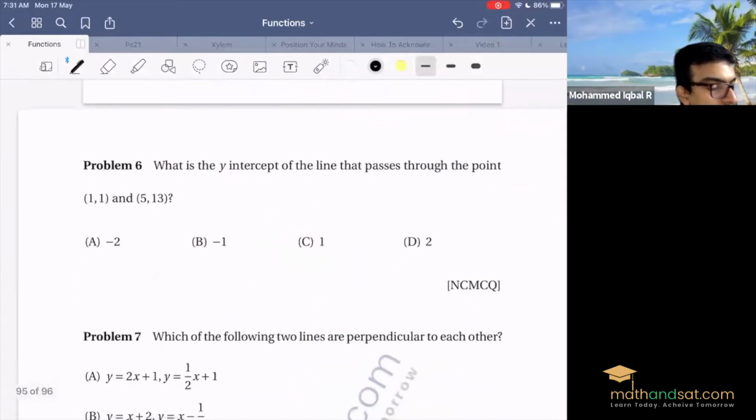What is the y-intercept of the line that passes through the points 1, 1 and 5, 13? So what we have here is 2 points. We don't have the equation of the straight line. We just have 2 points, 1, 1 and 5, 13. From this you have to find the y-intercept of the line.